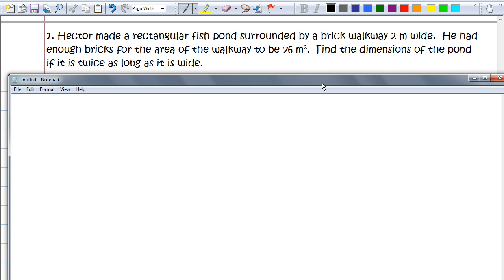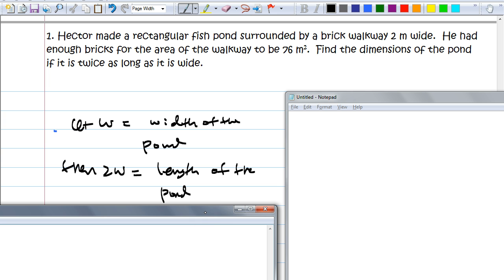Okay, first of all, how many people got this? Declare a variable: let w be the width of the pond, and 2w be the length of the pond. Is that okay? Where did I get this from, guys? The last sentence. It says the dimensions of the pond if it is twice as long as it is wide, which means whatever the width is, the length is twice as long. Correct? So that's your original rectangle.